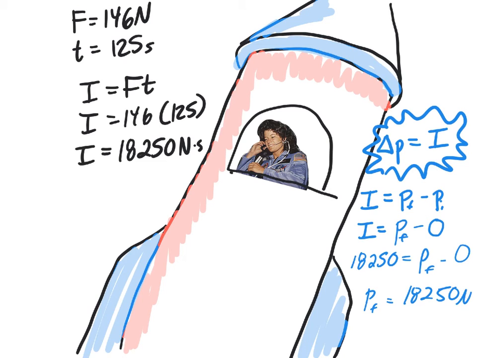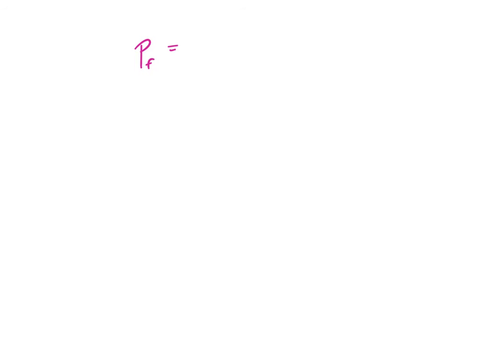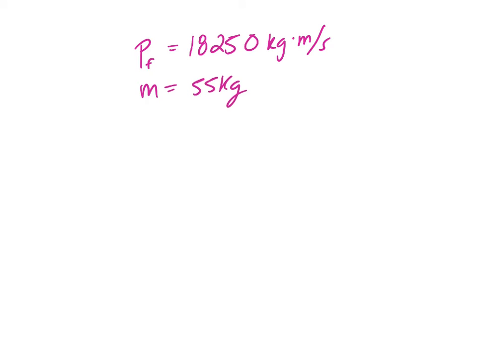18250 newtons times seconds. Or you could have written kilogram times meters per second. Some of you may not have actually done that work. You might have just known it, kind of in your gut from knowing that the change in momentum is equal to impulse, and that's fine. So if her final momentum was this amount, and her mass was 55 kilograms, what's her final velocity?